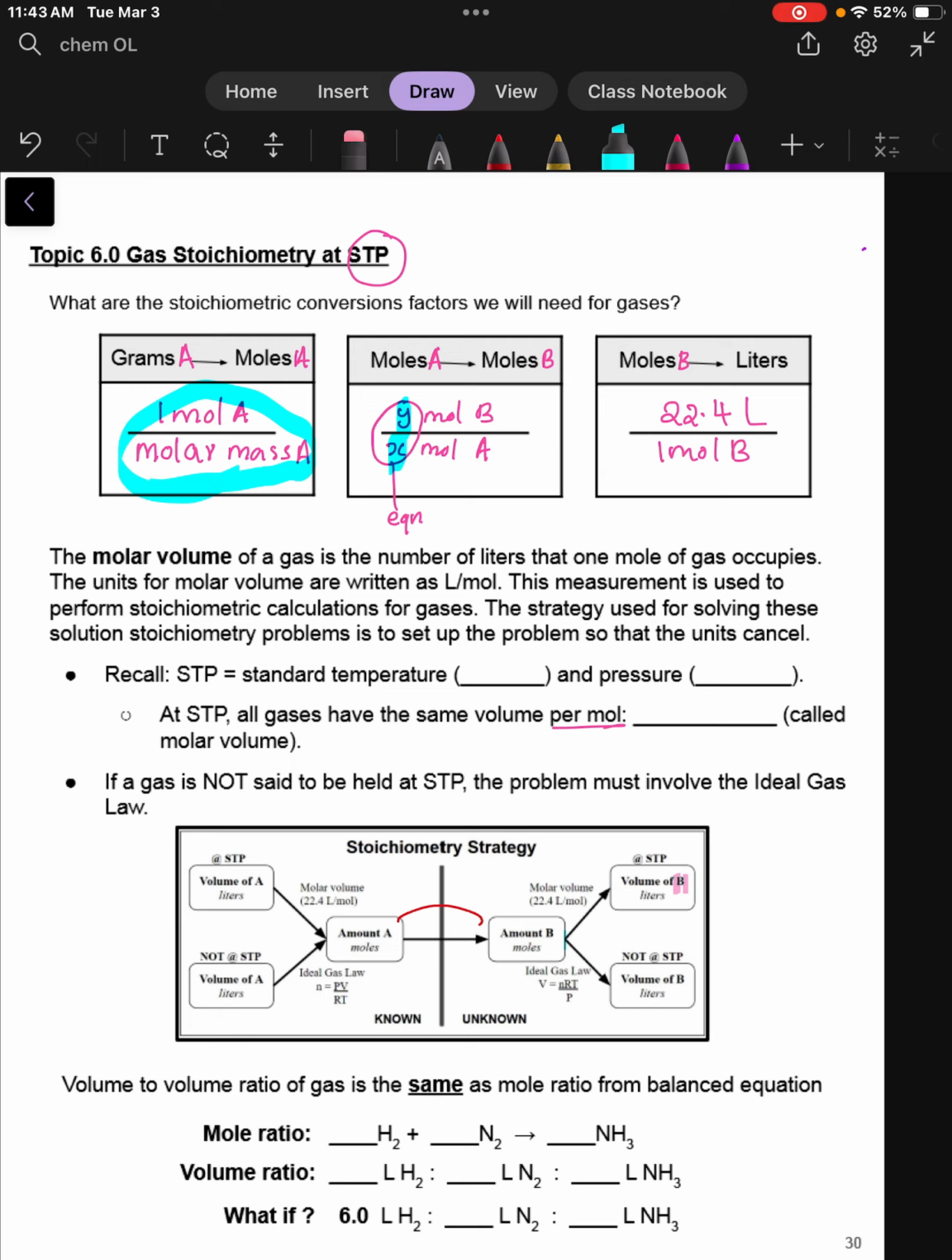And at STP condition, you can also use 1 mole is equal to 22.4 liters. We know that molar volume is 22.4 liters, which is the volume of 1 mole at STP. Standard temperature is 0 degrees Celsius or 273 Kelvin, and pressure is 1 atm, or any other unit. All gases have the same volume per mole, called molar volume, that is 22.4 liters.